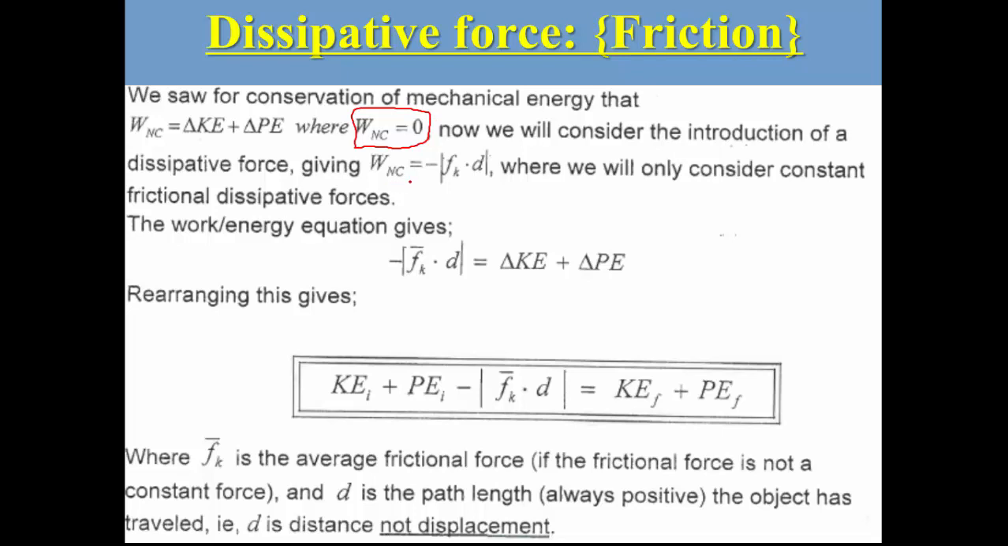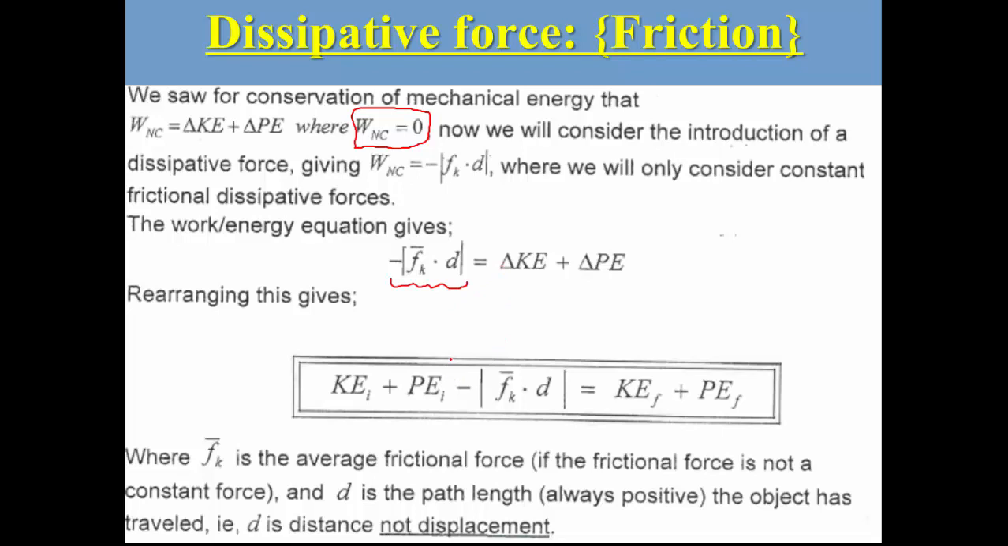Now when a non-conservative force like friction is present, the work done by non-conservative forces will not be zero anymore. It will be a negative work that dissipates energy. And in that case, the change in kinetic energy plus the change in potential energy will be equal to the work done by the friction in that system. And this friction will produce negative work, as you see here.